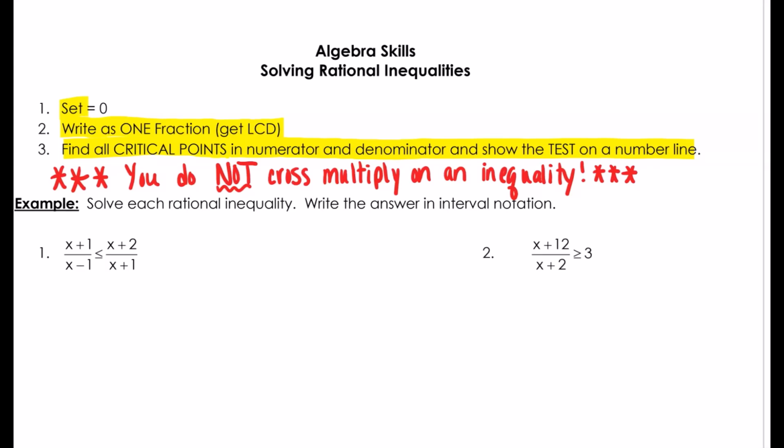Just again, remember that the critical points, these are going to be the zeros of the numerator and denominator. So before we just had the numerator because we just had the quadratic, but now we're going to have a rational expression. So we'll have critical values in the numerator and the denominator.